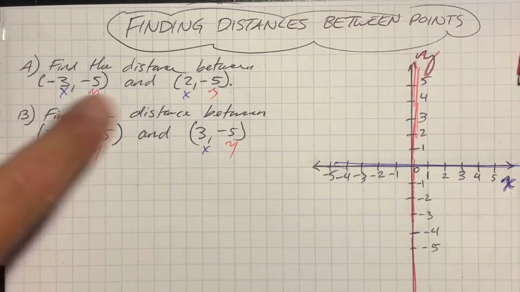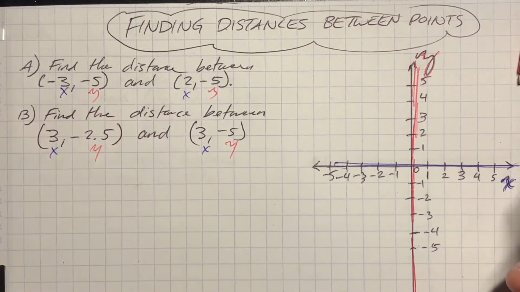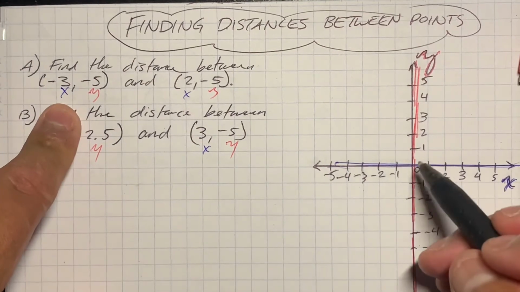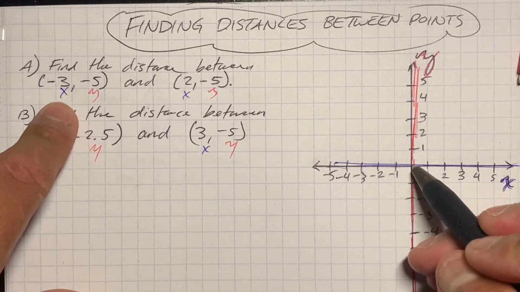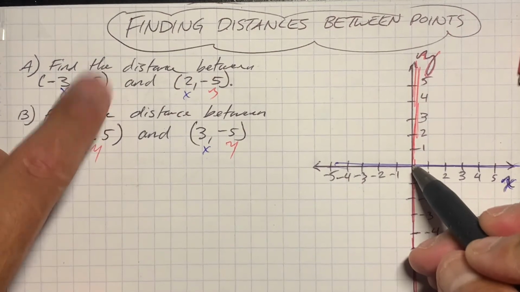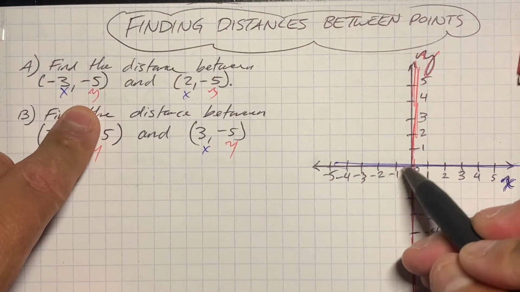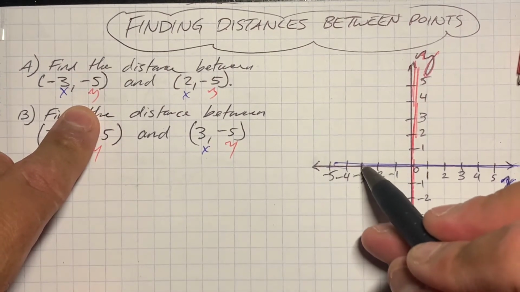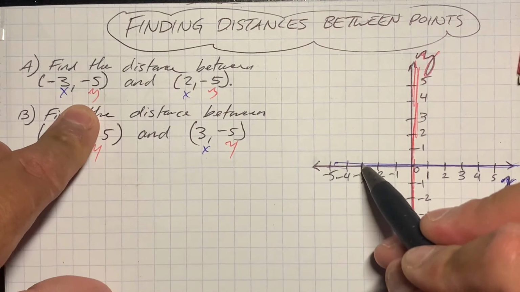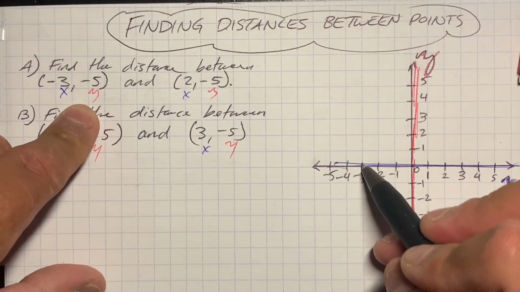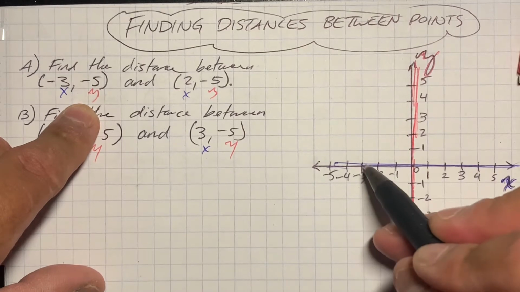So first, let's plot the first one for A. We're going to start from your origin, the beginning, and then for this ordered pair, -3 and -5, we're going to go to the left, -1, -2, -3. Just like when you drive in a city, you stop at a stoplight. So that's kind of where we're at right now, a stoplight.